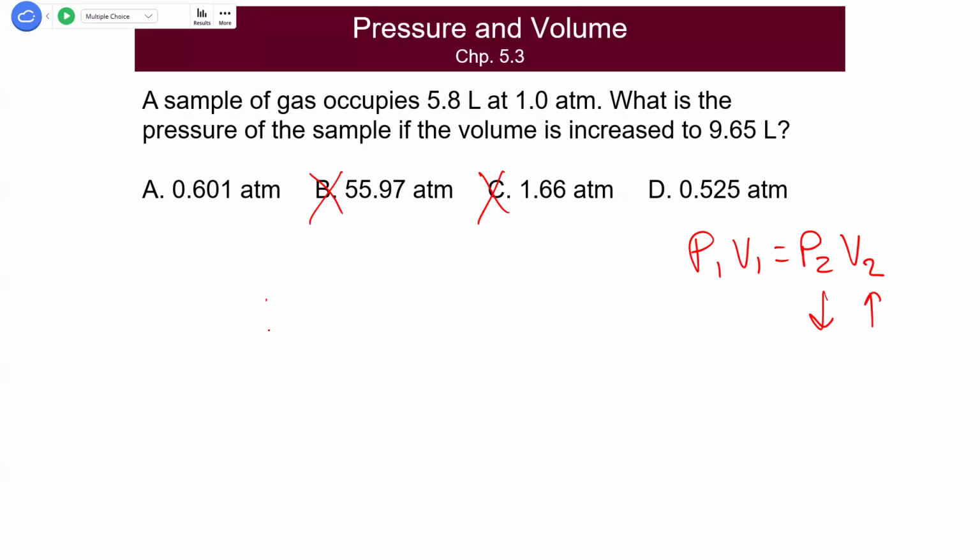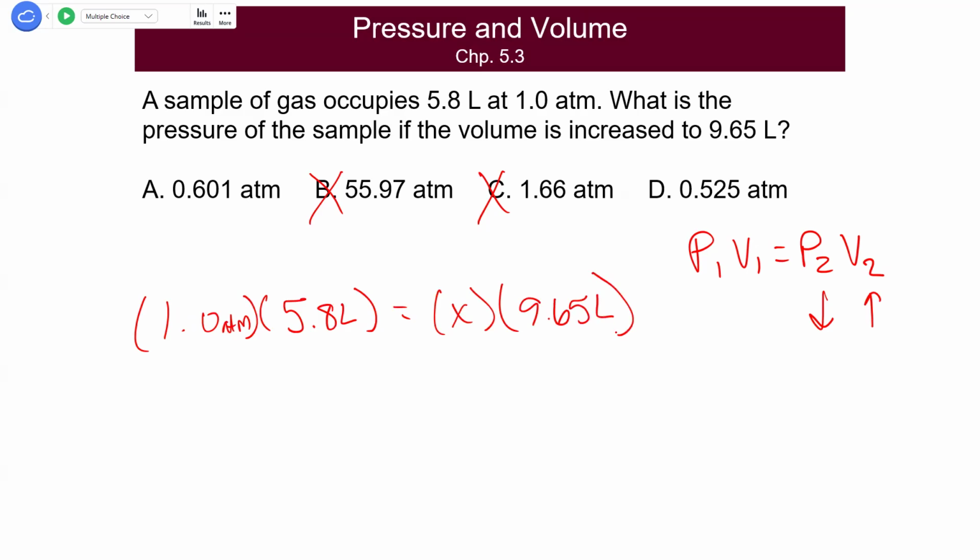So if we're going to plug this in, we'll have 5.8 liters times 1.0 atm, and that's going to be equal to X times your new volume, which is 9.65 liters. If you solve for X, we get 0.601 atm, which is A. Any questions on Boyle's law? Okay.